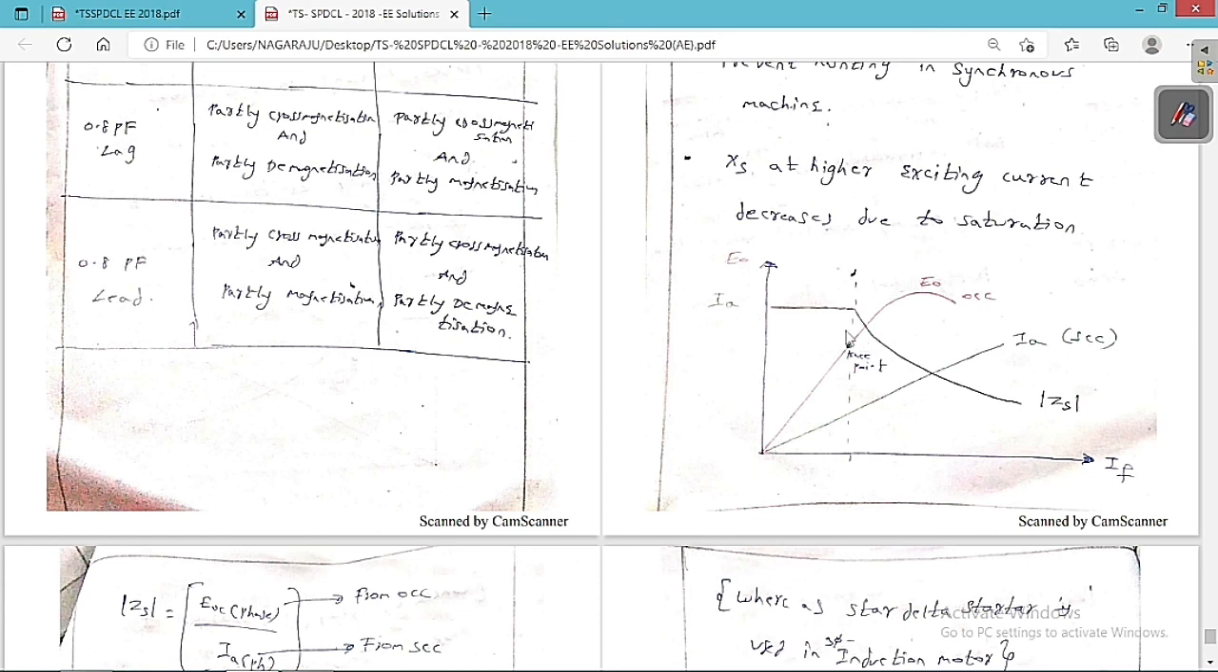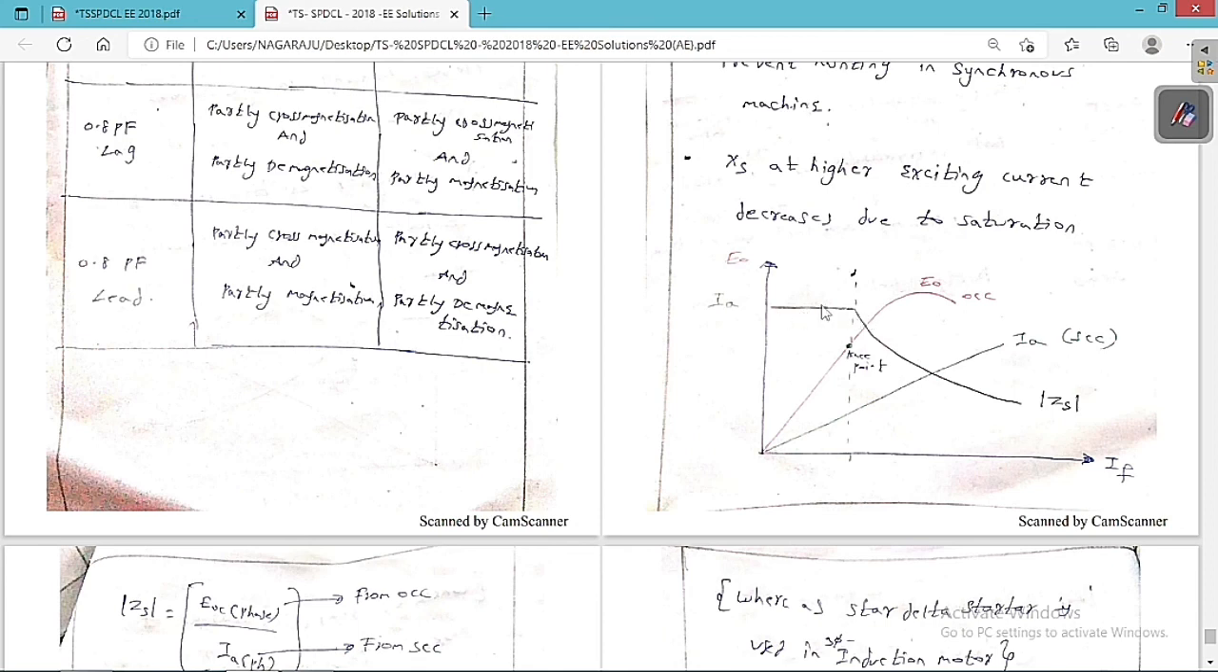If we take the ratio of these 2 things, we get the synchronous impedance and synchronous reactance. Synchronous impedance is the ratio of these 2 graphs for each and every constant value of IF. For a constant value of IF, we have to take the ratio of these 2 corresponding values. But after the knee voltage, the current increase is very high, but the voltage increase is very less because of saturation. So the ratio is very less because E is less when compared to IA. Therefore the ratio will decrease.